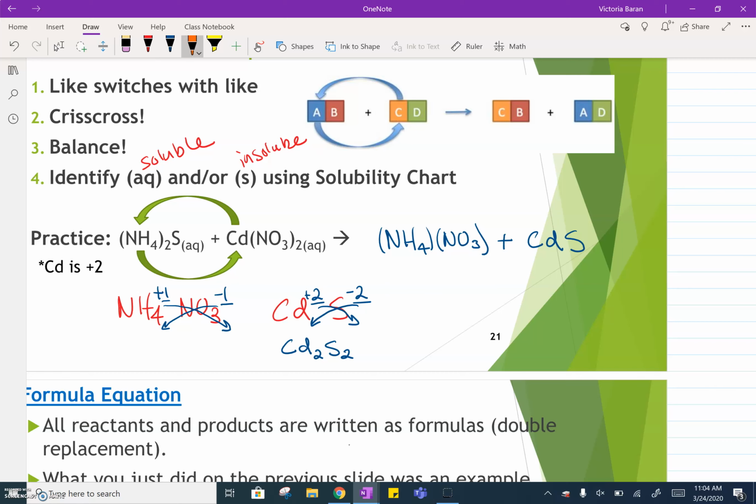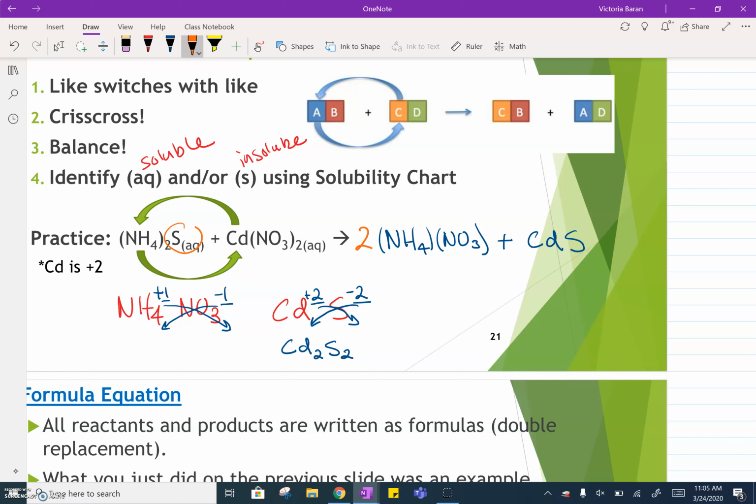So the last thing that we have to do is balance. So this side, everything's already balanced for you. So the first thing that I notice is I'm going to start with the NH4. So notice on this side that we have 2 NH4s. So again, notice there's a 2 right here. So that means that I'm going to have to put a 2 in the front here in order to balance it, which is good because now I have 2 NO3s and I have 2 NO3s on this side.